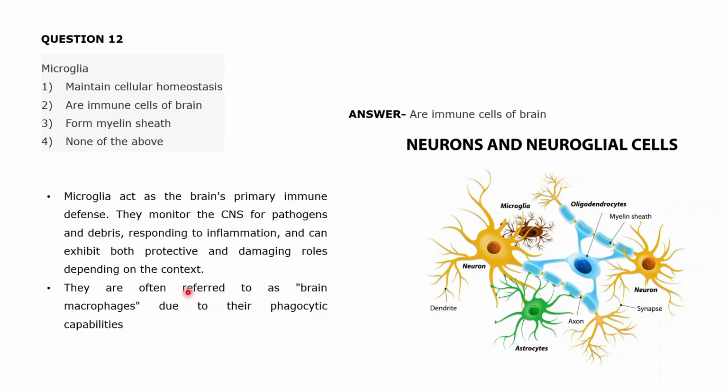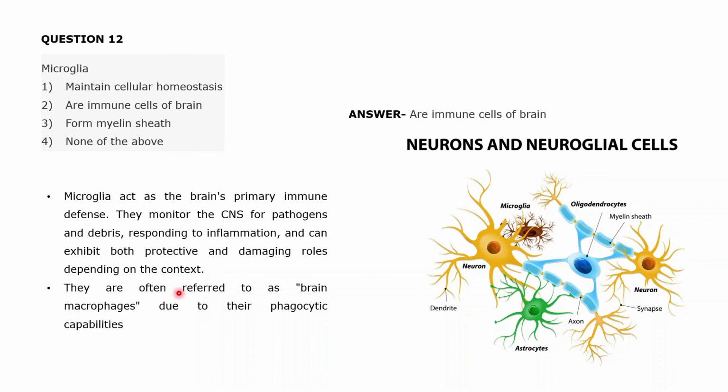Basically, if you look at the previous picture, this is the same picture that is shown here. You can see there is an oligodendrocyte, a neuron, and an astrocyte, which helps in cellular homeostasis, and the oligodendrocyte which helps in the formation of the myelin sheath. Microglia acts as the immune cell of the brain. So basically, microglia act as the brain's primary immune defense. They monitor the central nervous system, or CNS, for pathogens and debris, responding to inflammation, and can exhibit both protective and damaging roles depending on the context.